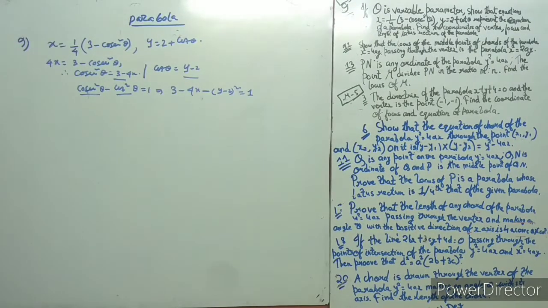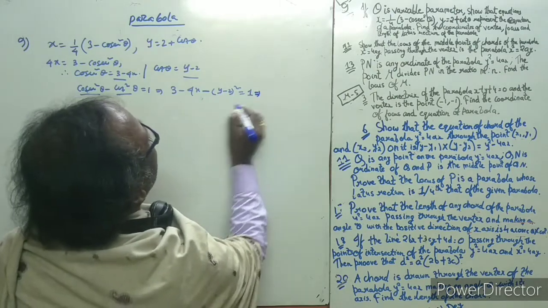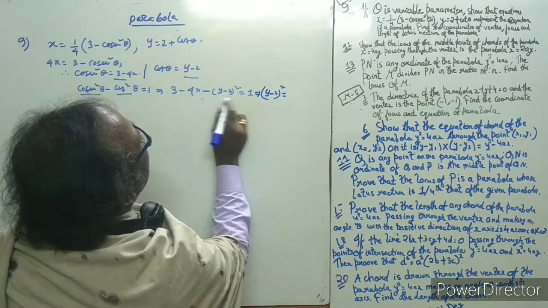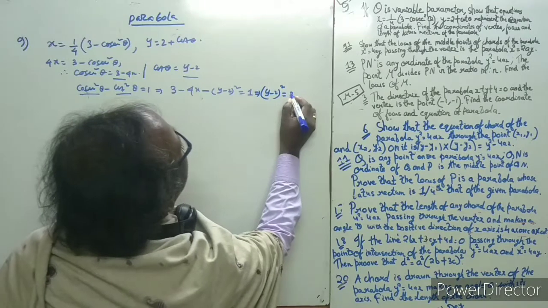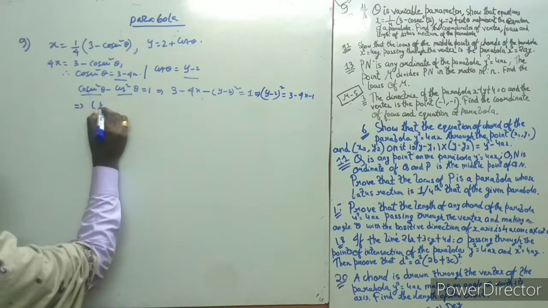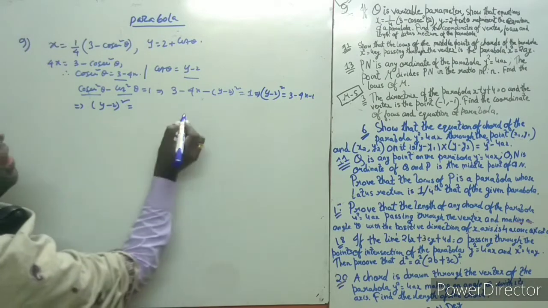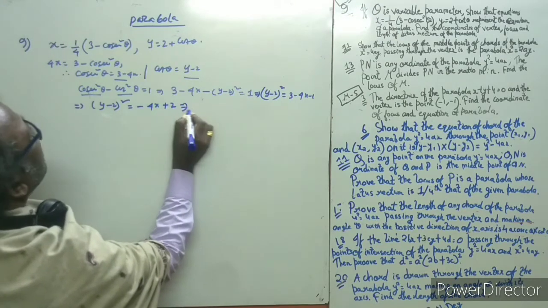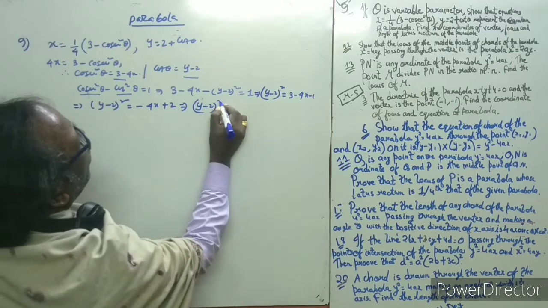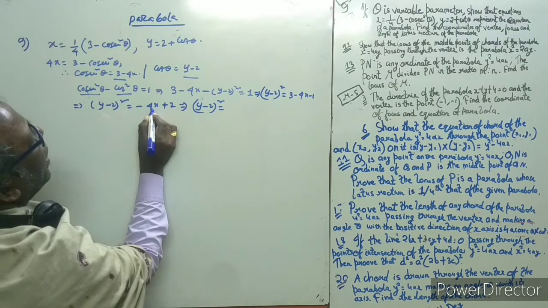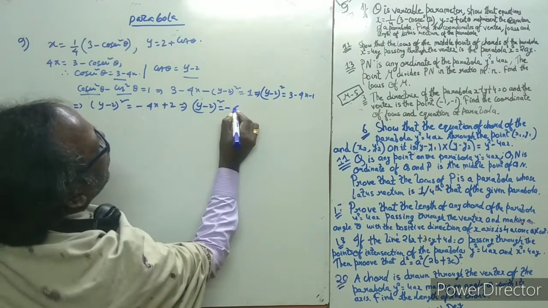Now, this implies we can write y minus 2 whole square equal to 3 minus 4x minus 1, since 1 is shifted. So again rewrite: y minus 2 whole square equal to minus 4x plus 2. This implies again y minus 2 whole square, and we want to free the coefficient of x, so we take a common minus 4.